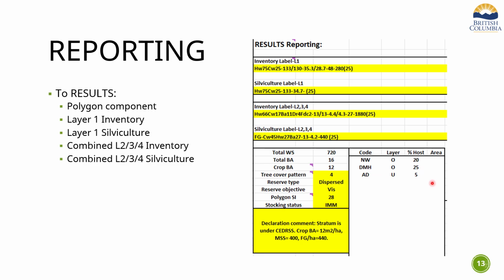Okay, the very last thing is this declaration field. So we now legally have to do declarations for free growing in RESULTS. And with that declaration, there's a comments field. In the comments field, I highly recommend indicating that the stand is under CEDRs, and I'd clearly state the crop basal area, the corresponding MSS, and then the understory free growing or well space density. This just ensures that it doesn't get unnecessarily flagged in compliance audits.